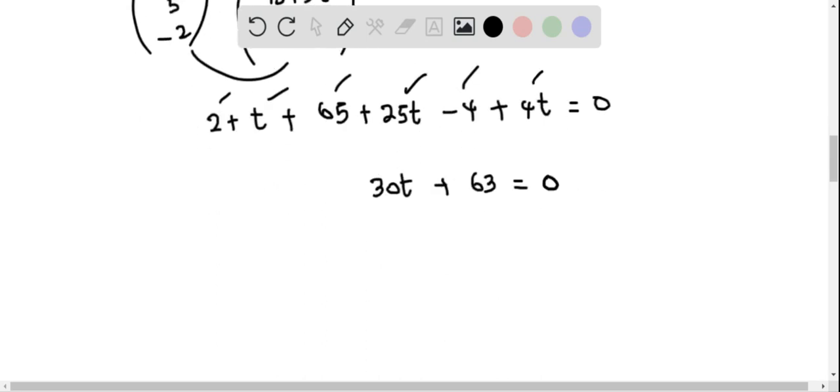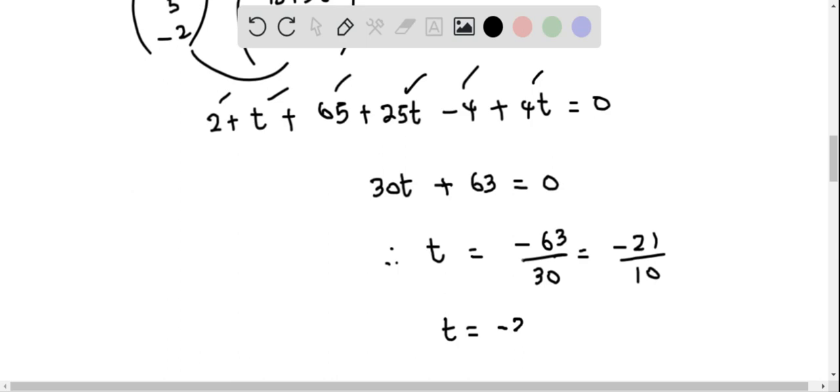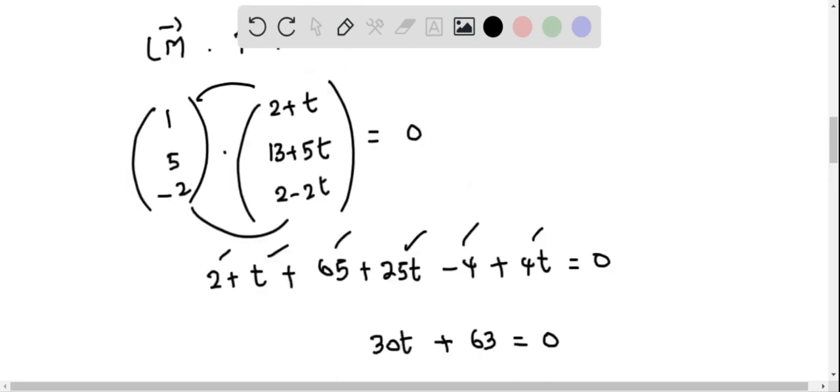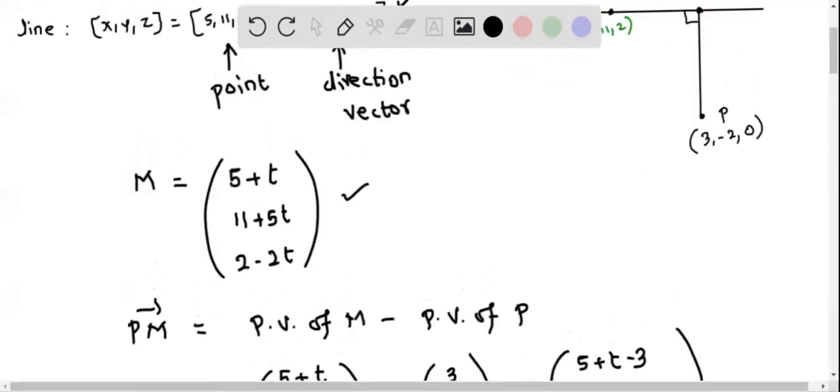We solve for t from this equation. Therefore, t equals negative 63 divided by 30, and we can reduce this to a simple fraction, which is negative 21 divided by 10. So we found the value of t equals negative 21 over 10, and this means we can determine the coordinates of M by substituting into the point M. So let's do that.